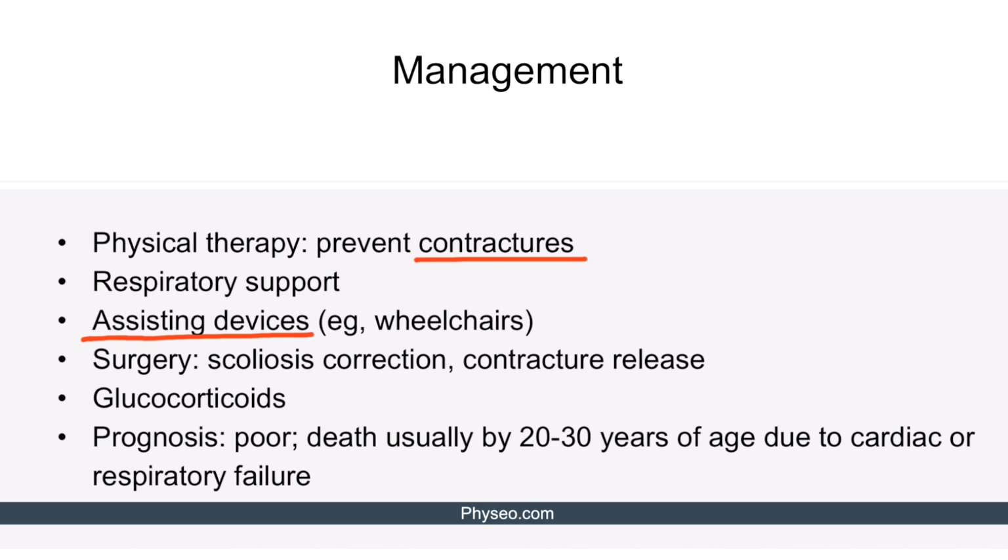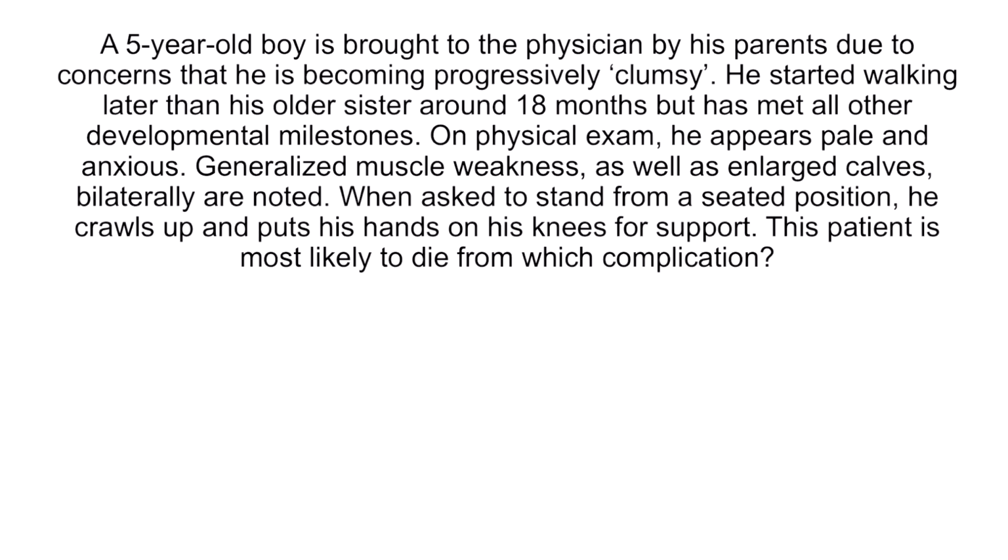And surgery can be performed for scoliosis correction and contracture release. Glucocorticoids may also be used, although they're not very effective. And finally, the prognosis is poor, and death usually occurs by 20 to 30 years of age due to cardiac or respiratory failure. All right, let's review with a question.